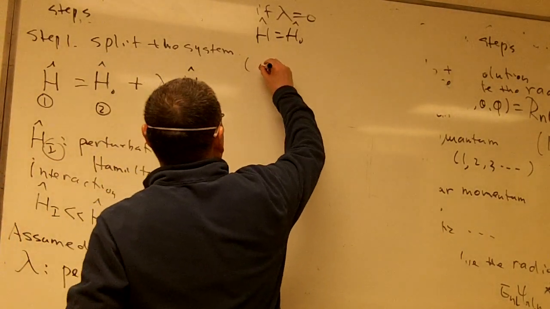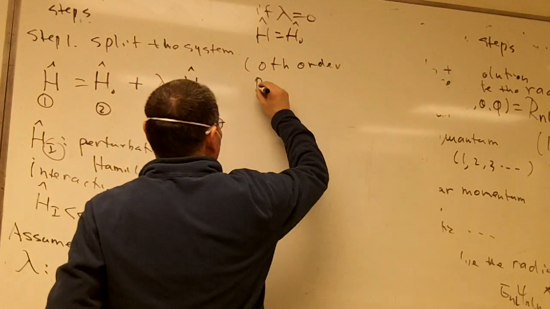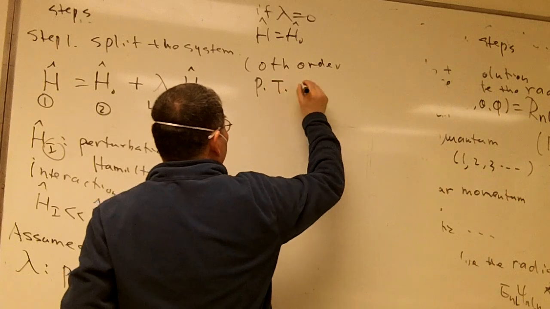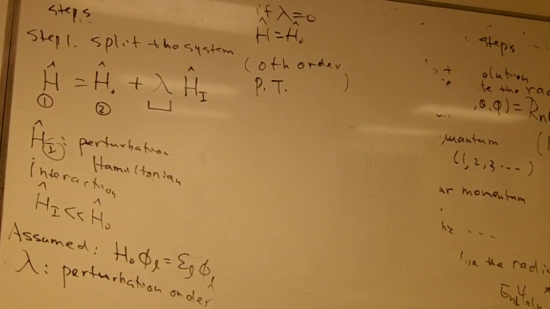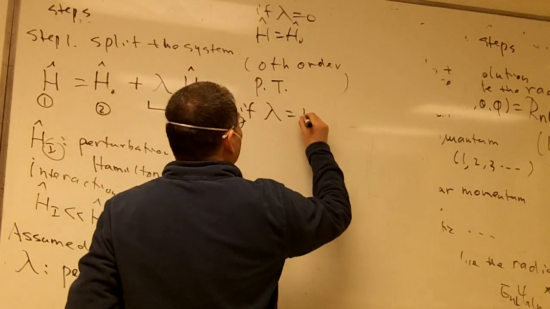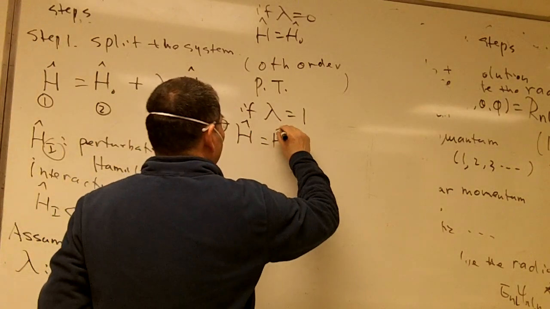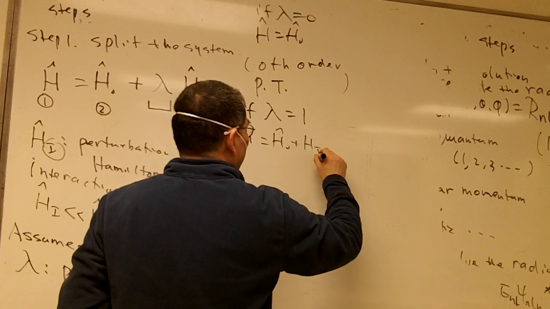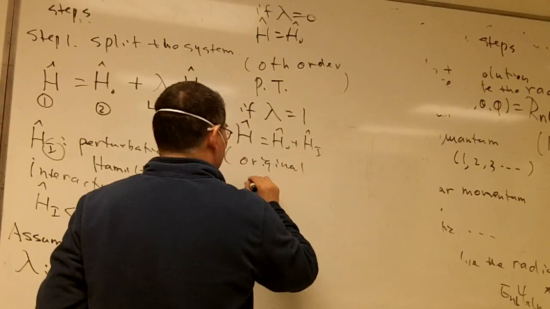So this is zeroth order perturbation. I use simply PT, perturbation theory. P means perturbation, T means theory. So this means zeroth order perturbation. And if lambda equals 1, then we will have the full Hamiltonian, H0 plus V. So this is our original system.